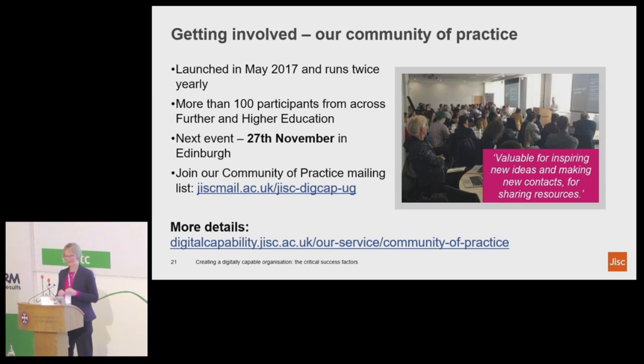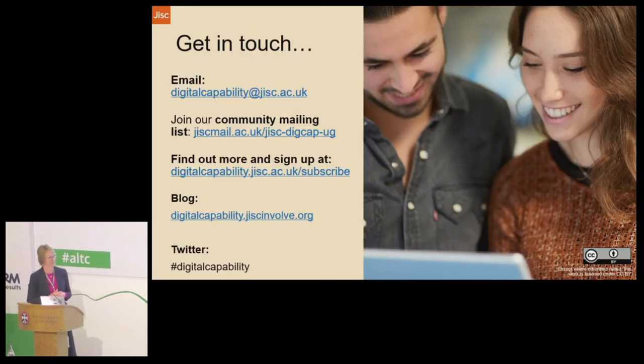So as a final plea, if you haven't already, please do come and join our community of practice. We have our next event on the 27th of November in Edinburgh. I'd very much like you to come and join the conversations. They're not just about the JISC work. This is about sharing practice sector-wide and taking forward those conversations around how we can continue to build digital capability across our organisations. So thank you.